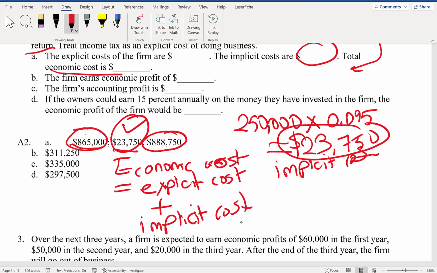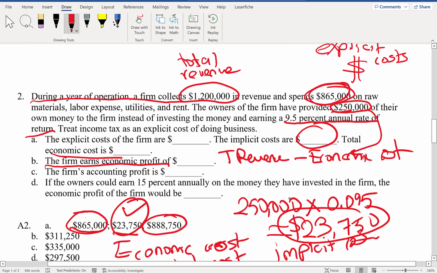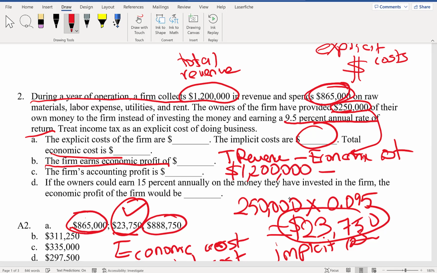Okay, next question. Firm earns economic profit. Economic profit is total revenue minus economic cost. Okay, so what's the total revenue? $1.2 million minus, what was my economic cost? We calculated here, 888,750. If you calculate this, you're going to find 311,250. Feel free to stop this video and do your calculation.